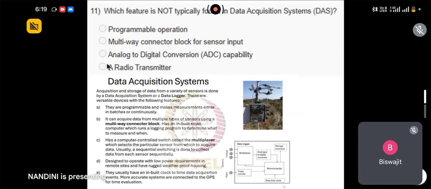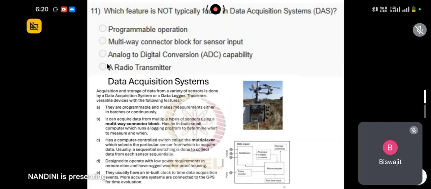Now, which feature is not typically found in data acquisition systems? So what does it mean by a data acquisition system? Data acquisition systems will have a variety of instruments or sensors, which means it measures multiple parameters like temperature, pressure, humidity, etc. The acquisition and storage of data from a variety of sensors is done by a data acquisition system or a data logger. The features of these instruments are that they are programmable and make measurements either in batches or continuously.